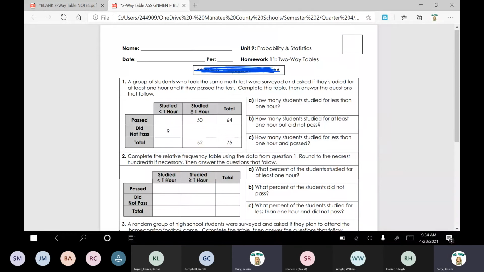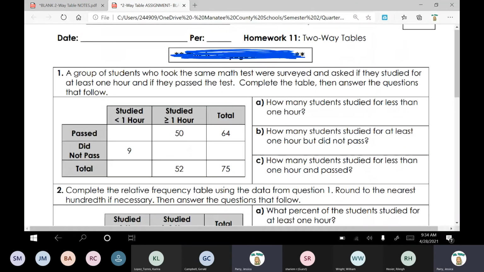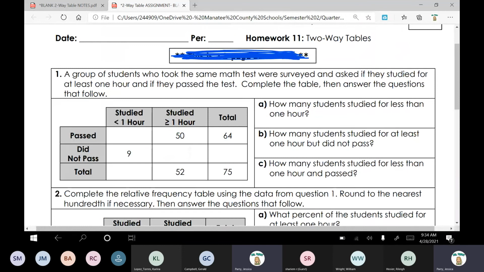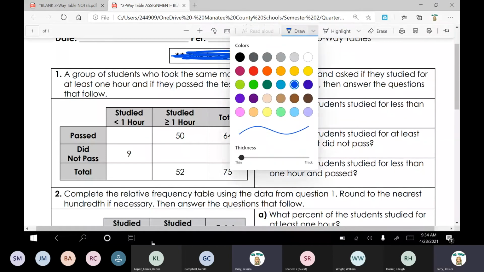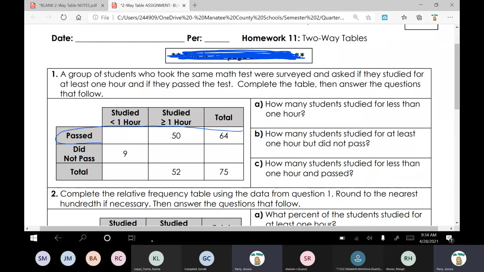Okay, so we've got our first one, number 1. It says, a group of students who took the same math test were surveyed and asked if they studied for at least 1 hour and if they passed the test. Complete the tables and answer the questions that follow. Okay, let's go ahead and finish our table here. So they gave us some of our information. Let's go ahead and finish the rest of it here. So let's look at our first section for the students that passed. We know we have a total of 64.